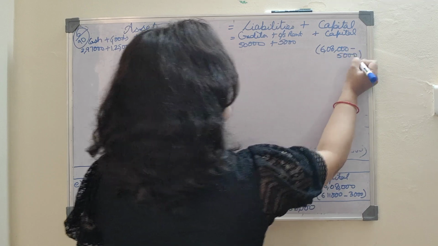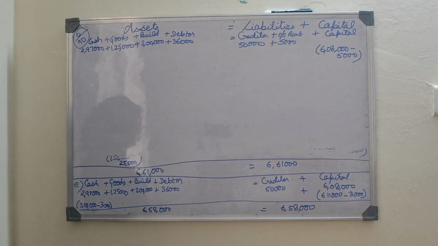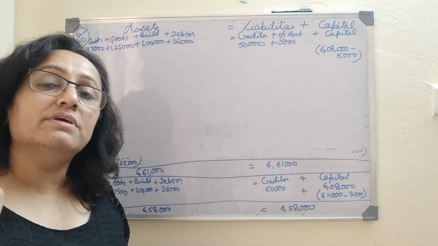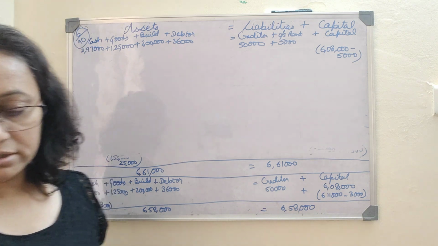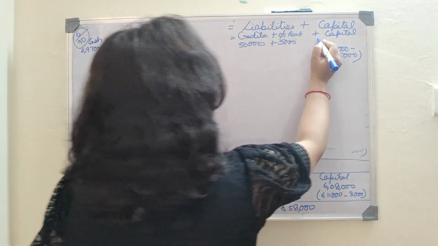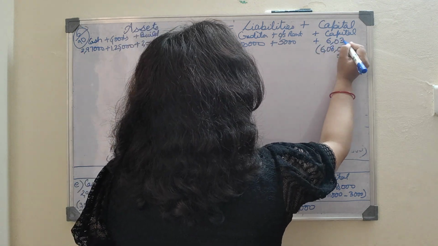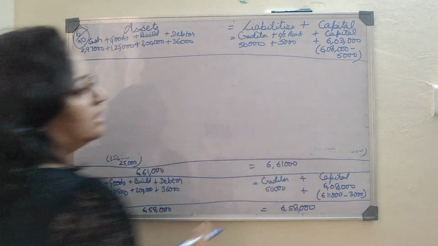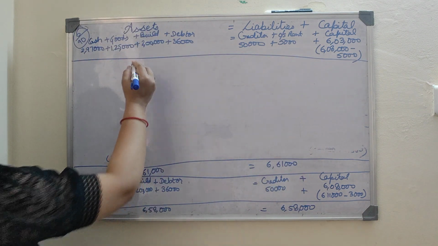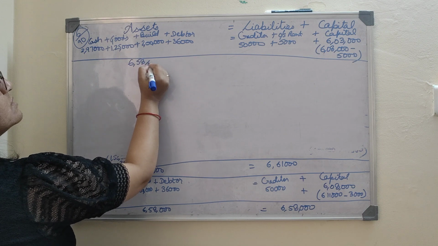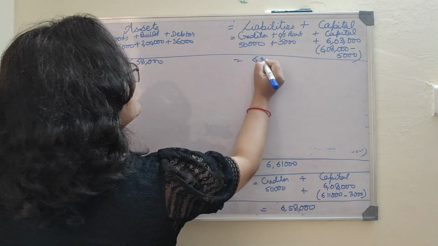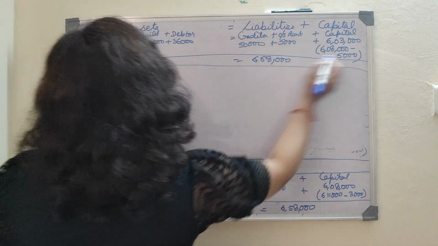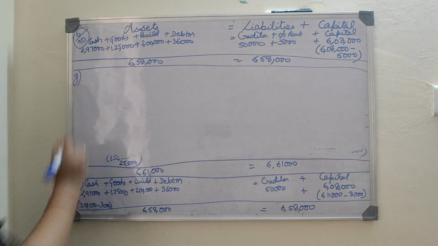minus 5,000. So the logic I hope everyone has understood. We are taking it as a future expense which we have to pay. It is outstanding means we have not paid yet. So we will be deducting it from capital. So it comes to 6,03,000. Now the total of both sides comes to 6,58,000. It remains the same as only in one place we have added, other place we have subtracted. Right? Now we move on to the G part.